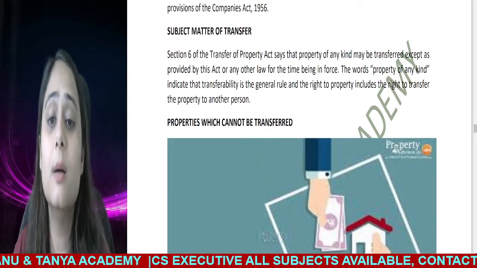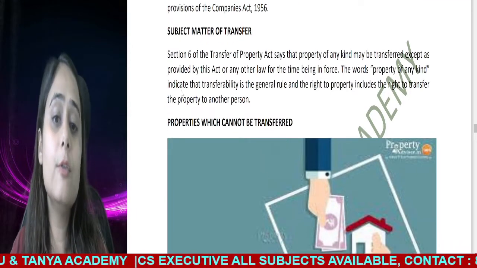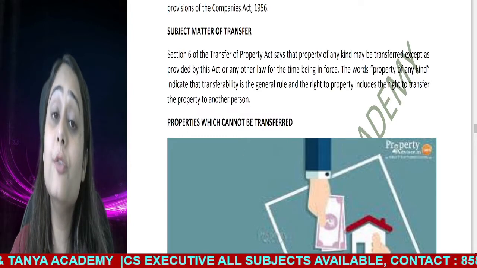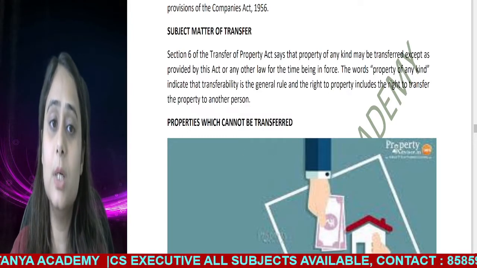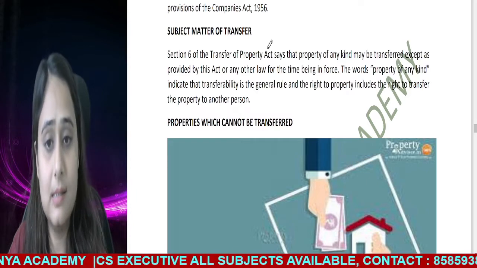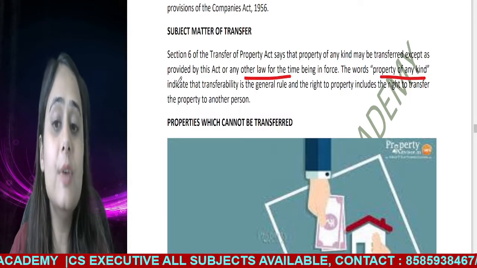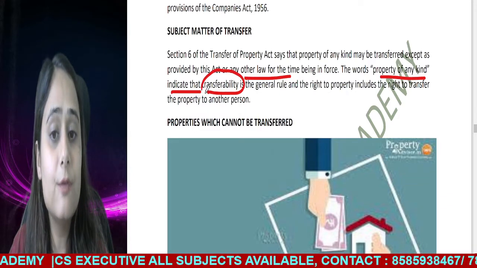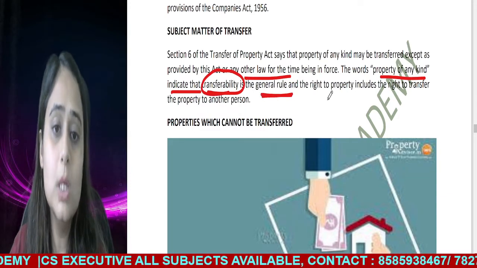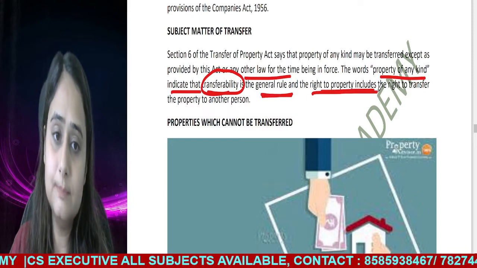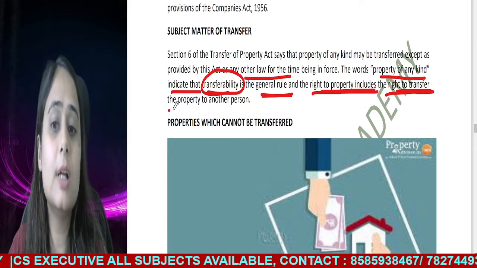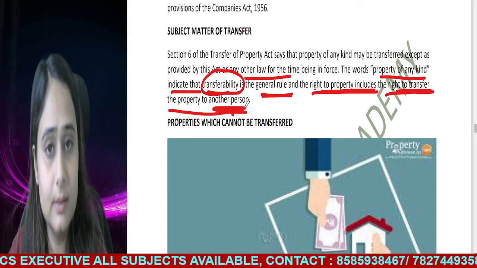Obviously it has to be a property. So the Transfer of Property Act states that property of any kind may be transferred except as provided in this Act or any other law for the time being in force. The words property of any kind indicate that transferability is a general rule and the right to property includes the right to transfer the property to another person, correct?